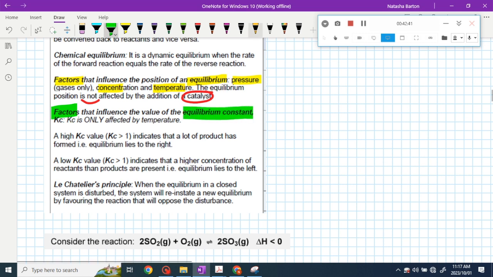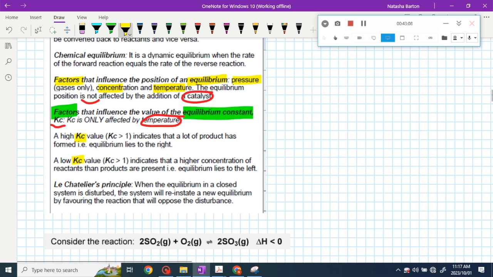Then we can speak about the factors that influence the equilibrium constant, also known as Kc. Kc is not affected by the same things that influence the position of the equilibrium. Kc is only affected by temperature. This is very, very important because we ask about it every single year. Okay, now what does Kc mean?